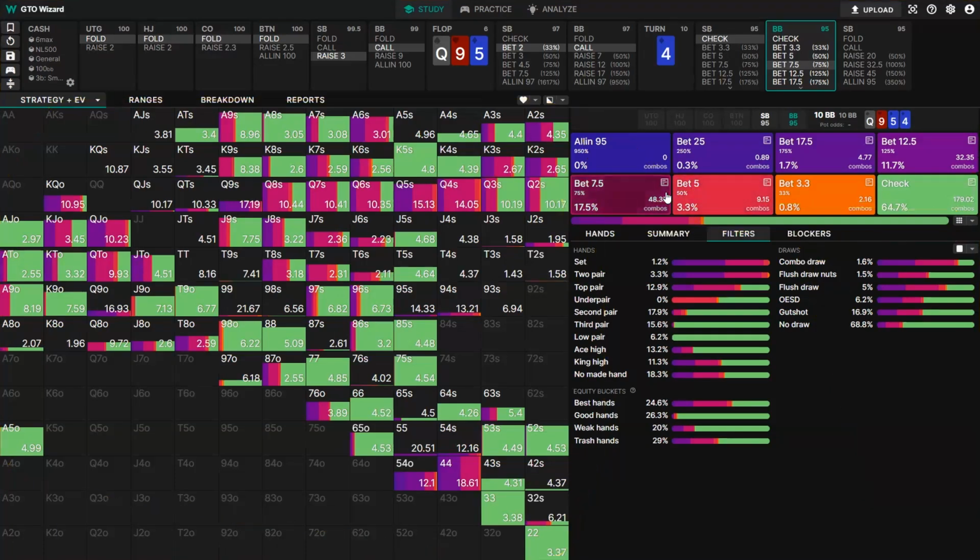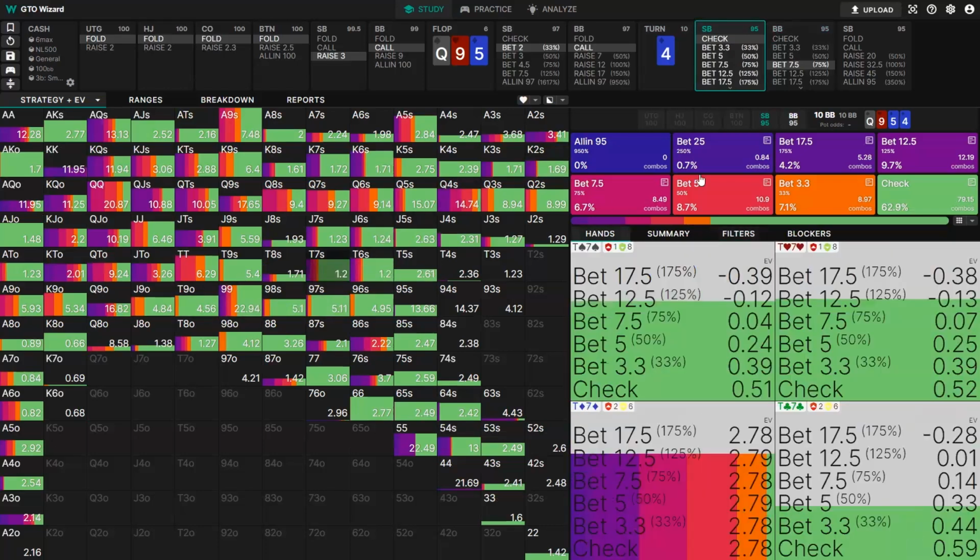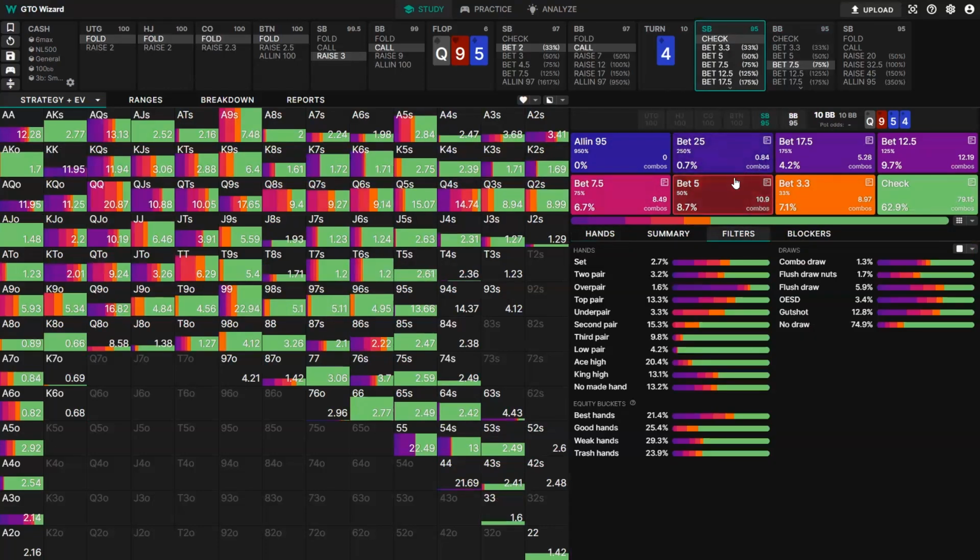If we're facing more aggression, then checking becomes better. If we're facing less aggression, then betting becomes better, right? It's really not that difficult. So against that type of opponent, it would be the most important to have those traps in your range. Let's say now you're facing a different type of opponent.